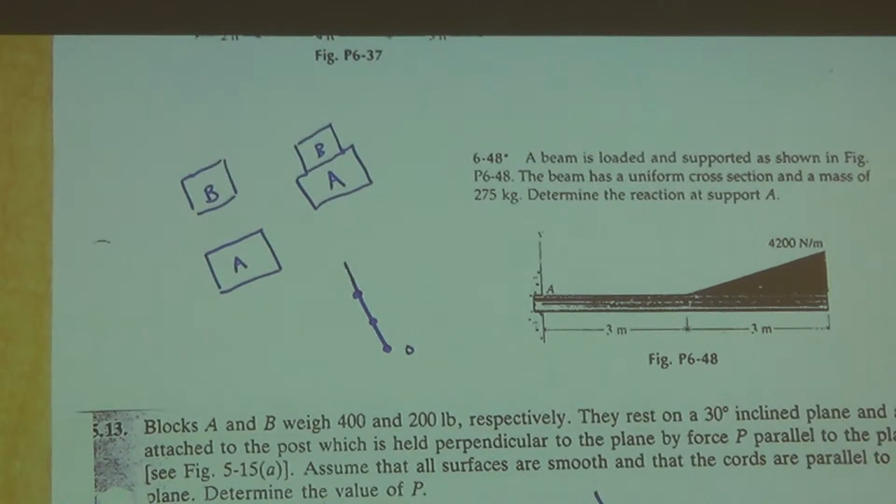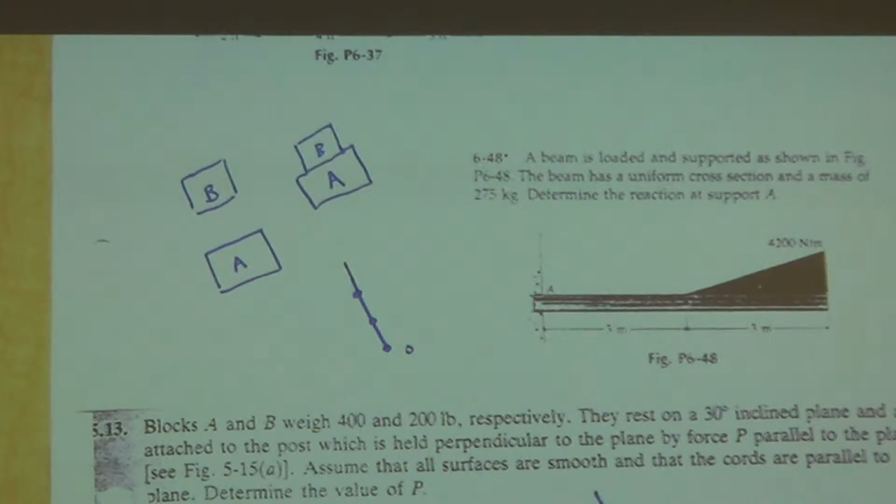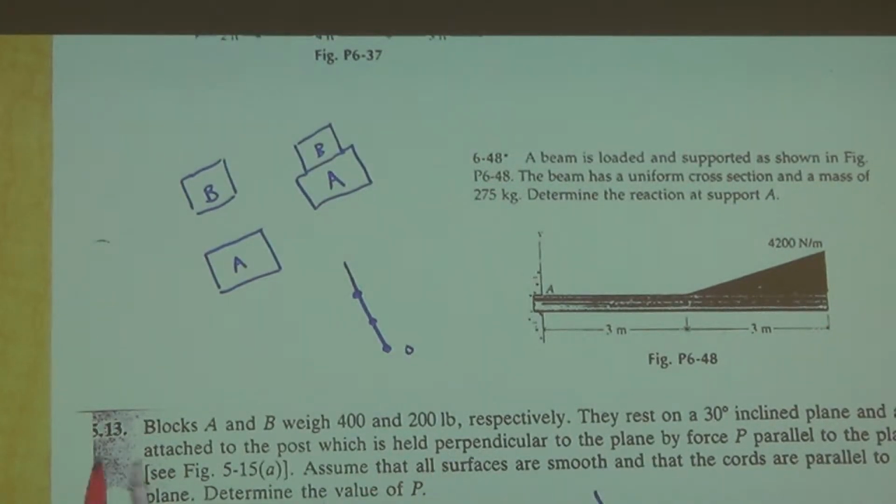Okay, let's go around the room. So we were up to Jose. So let's read the problem. Blocks A and B weigh 400 and 200 pounds. So let's do the given first.